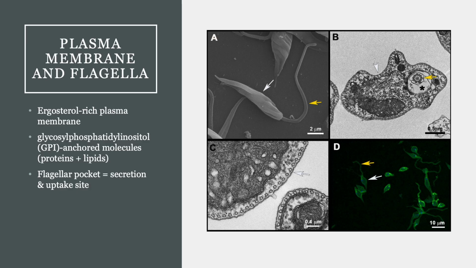So both forms are highly dynamic in their plasma membrane, and it's made of phospholipids. The membrane is rich in ergosterol instead of cholesterol. This membrane is studded with molecules anchored by glycosylphosphatidylinositol, or GPI for short, which help the parasite interact with its environment. And beneath it, there's a network of microtubules plus a specialized flagellar pocket to support cell shape and direct secretion and uptake. And you can see this black asterisk in here is showing the flagellar pocket, and the yellow arrow right here is showing the microtubules forming within the flagellum.